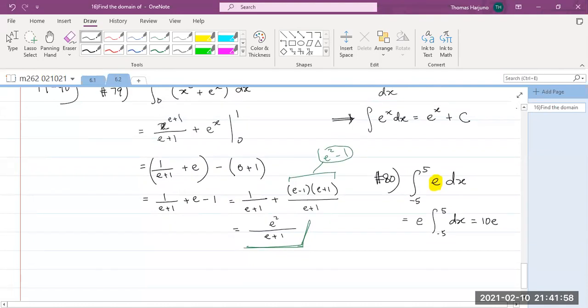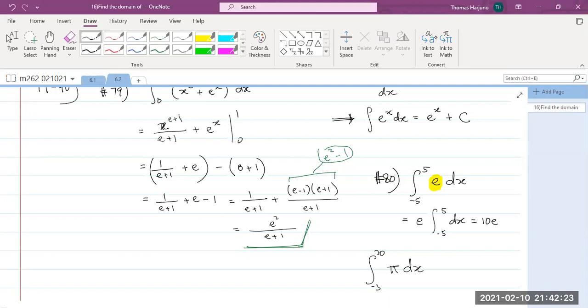Yeah, e seems to be a variable because it's a letter, right? But e is actually a constant, just like pi. So integral of -3 to 20 of pi dx. Then you will ask me, Thomas, you never teach us what is pi to the x. No, that's not pi to the x. That's just pi. Good question.